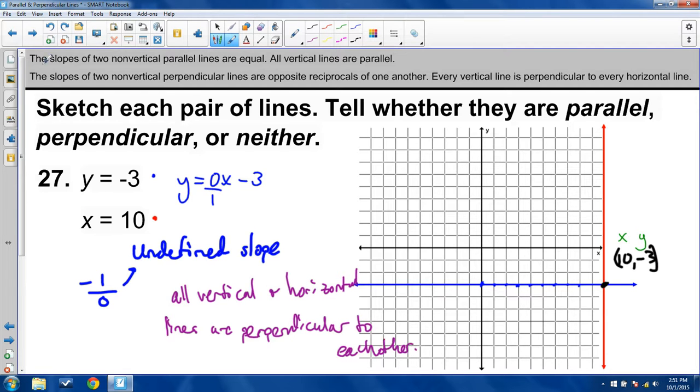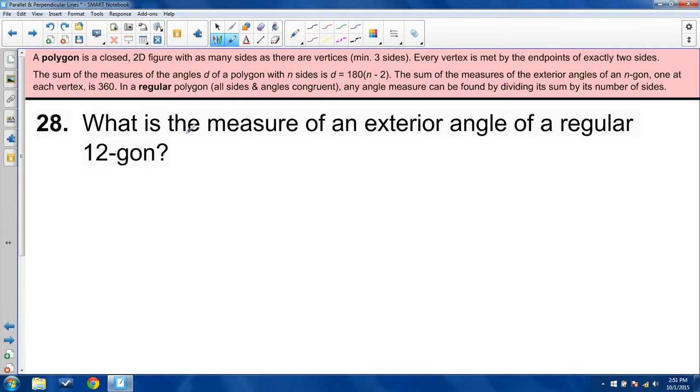There we go. I think this is the last problem here now. What is the measure of an exterior angle of a regular 12-gon? A 12-gon is also called a dodecagon, in case you weren't certain. But for any n-gon, we want to know how many sides there are. So that's what they're talking about.